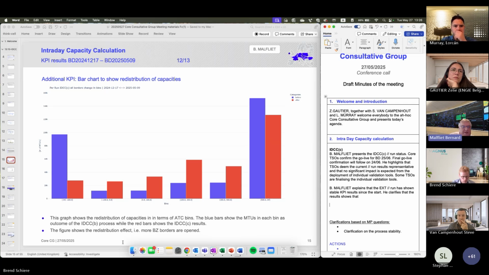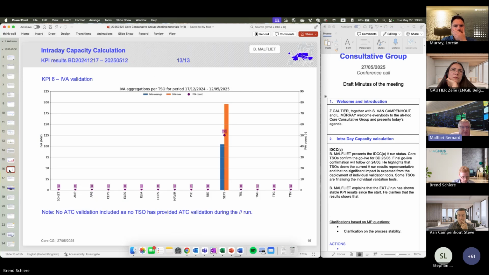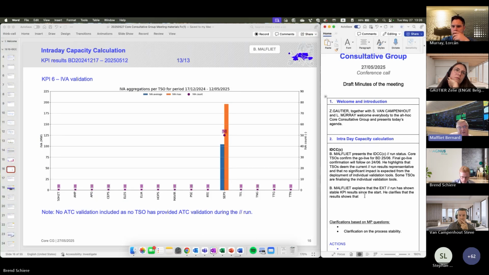Slide 16, not a lot to be seen yet. It's an official KPI, so we show it, but because validations are just starting now, these are the aggregated values on the 12th of May. Until now, only CEPS has had IVA validation, and it was mostly for a test case. So for now, we still expect that this will remain very low. So that's all for IDCCC.